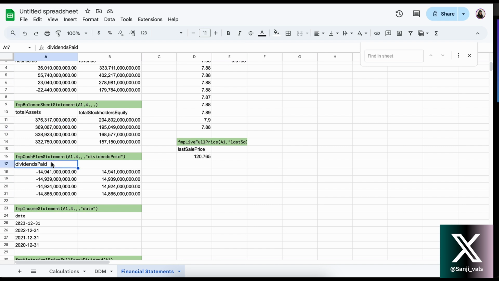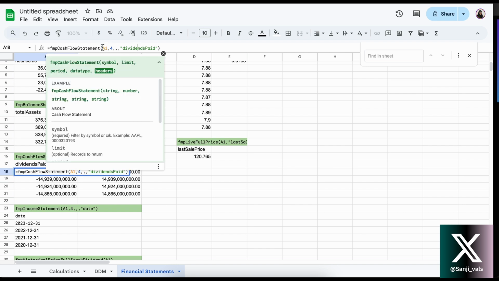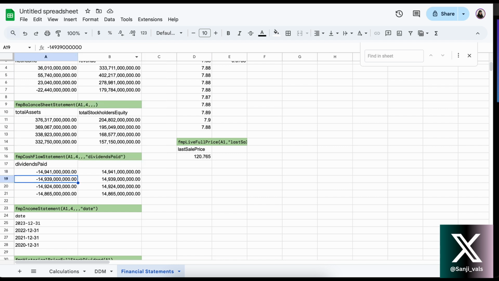Then we need the dividend paid. It is with a minus because the company is paying dividends, the money is going out of the company, that's why it indicates minus over here. But the formula, you can see the formula, same first steps, FMP cash flow statement, A1 and 4, and then you put dividend paid. This field is taken from the FMP. If you put it another way, it will not fetch the data, it will not extract the data. That's why the word should be written exactly as here, dividend paid.